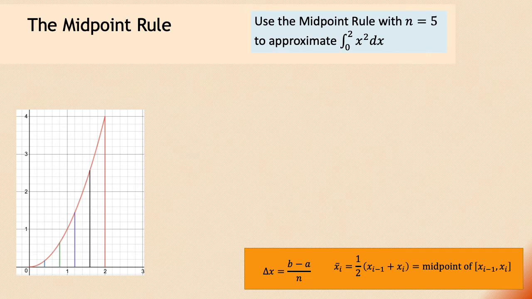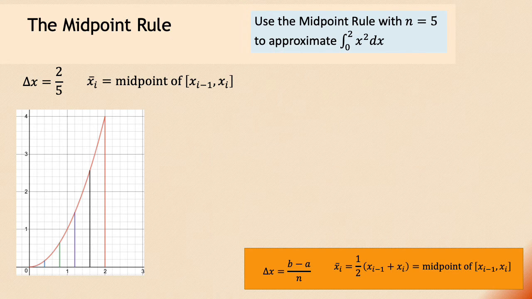So the first thing we want to do is find the width of each of those rectangles. And we have an interval from 0 to 2, so that's a width of 2, with 5 rectangles. So each rectangle measures 2/5. So that's the width. And then we want the midpoint.